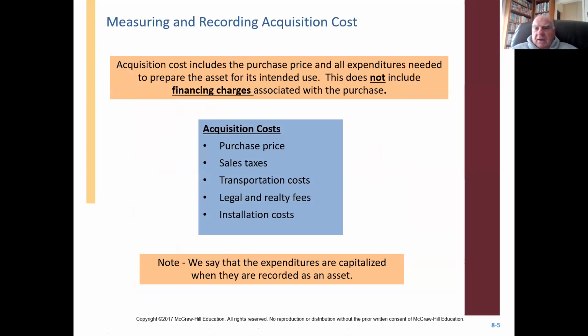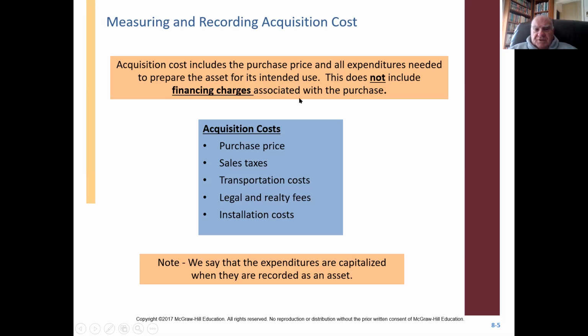Measuring and recording the acquisition cost. This is an important thing. I worked most of my career in factories. I was always the controller at manufacturing operations. And we did this a lot, where we would buy a big piece of equipment, and the cost of the item, the debit, say, to machinery, is not just the purchase price. Acquisition costs include the purchase price and all other related expenses to get this thing going.